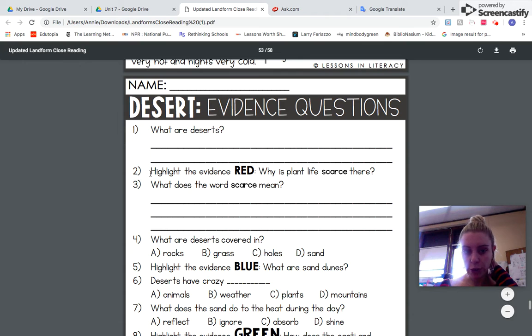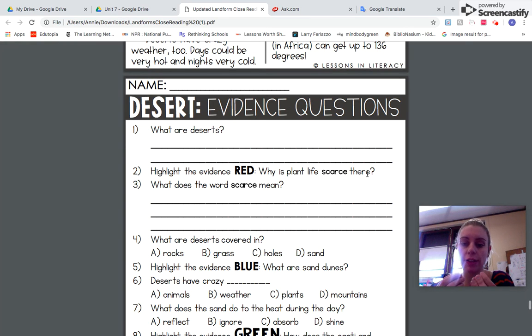All right, number 2. Highlight the evidence. Why is plant life scarce there? Remember, scarce means not a lot, okay? So find in the text where it says plant life is scarce. Why? What is the reason? Pause and do that. Remember, underline if you don't have a highlighter and write number 2.